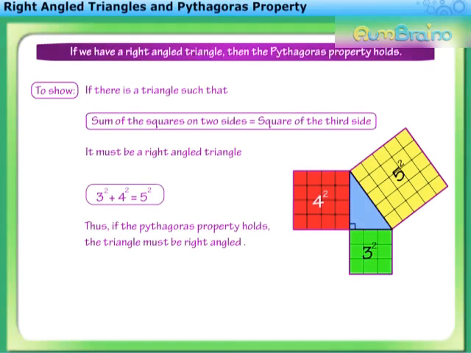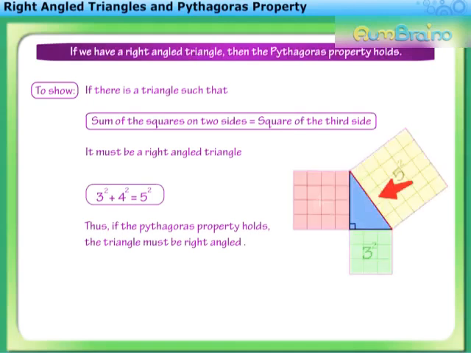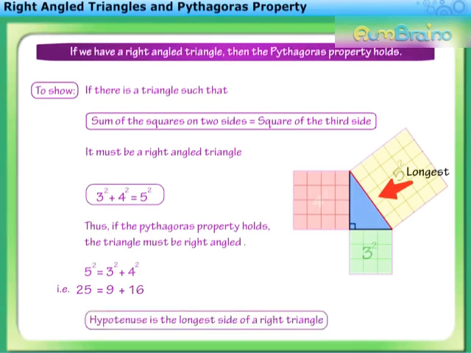In this triangle, note that the hypotenuse is the longest side, as its square is equal to the sum of squares of the other two sides. Thus, the hypotenuse is the longest side of a right triangle.